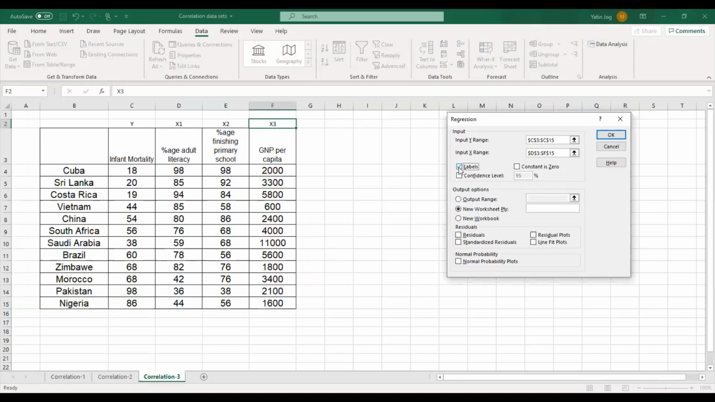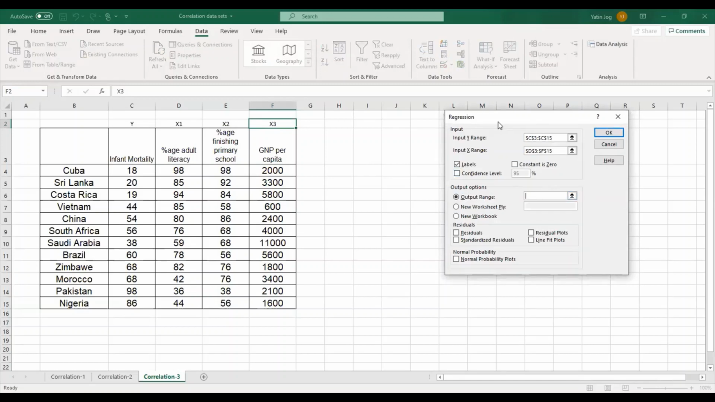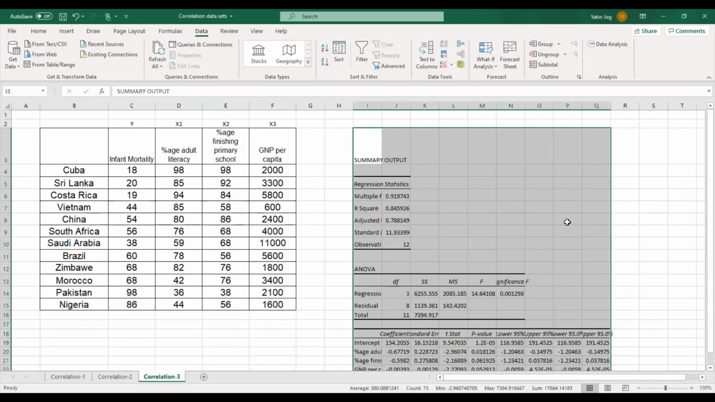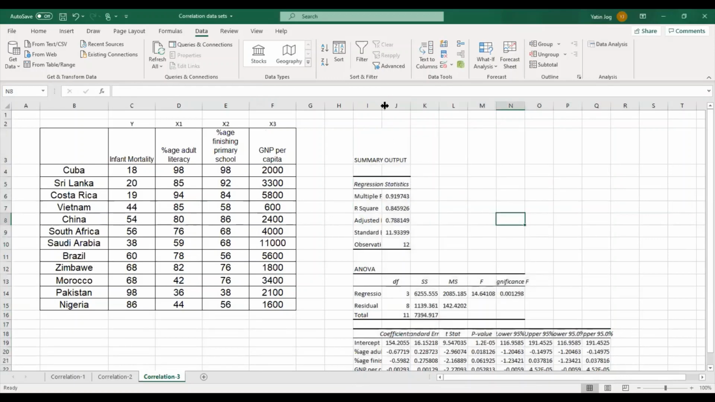Labels, yes, we have labels in the first row. Confidence level, keep it 95%, which is the default. Output, yes, I want to start my output from this location, and I don't want residuals right now. I'll just go with the plain data model first. So I'll click on OK, and this is what I get as my output.